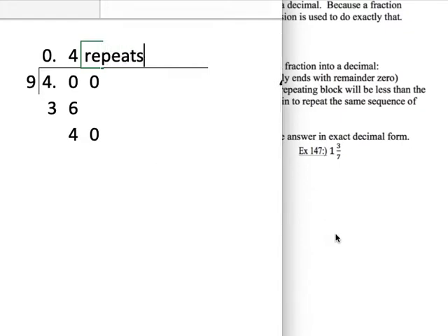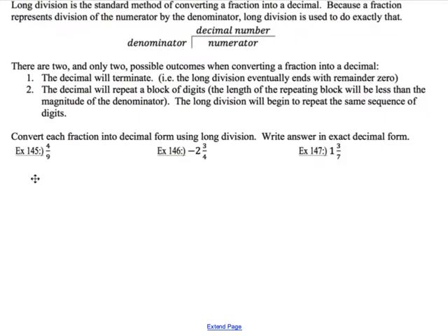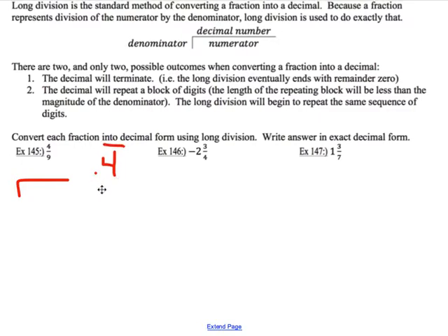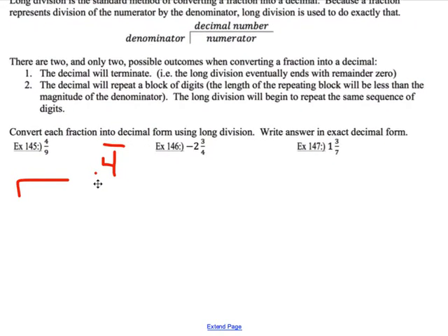Okay, so 0.4 repeats. You would have worked it out right here on your paper, doing the long division. But the answer here is going to be 0.4 with a repeating bar over it. You have to excuse me, this is not working very well. Let me try that again. 0.4 with a repeating bar. And that works. Okay, that is 4/9 written as a decimal.